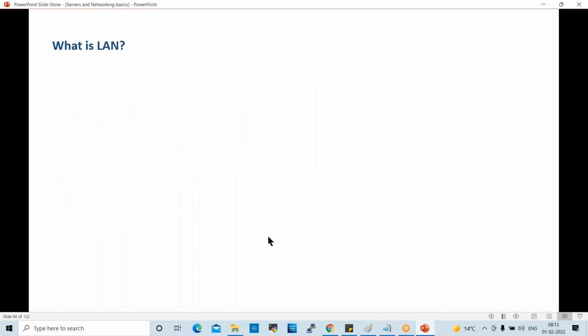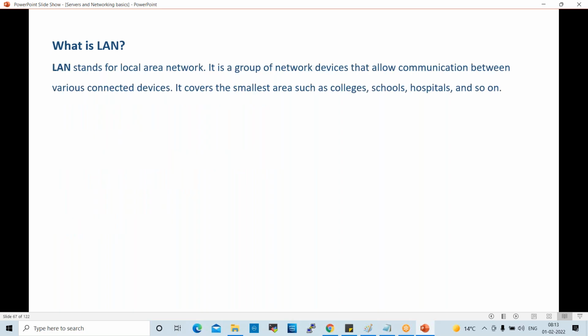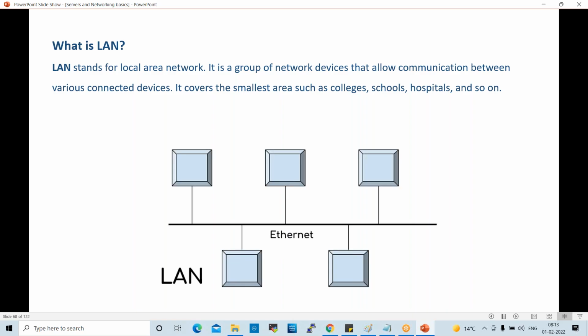So what is LAN? LAN stands for local area network. It is a group of network devices that allow communication between various connected devices. It covers small areas such as colleges, schools, hospitals, and so on, right? See here, this is a LAN connectivity. For example, hospitals use different floors, right? So they use LAN connectivity to share the data, to share the resources.